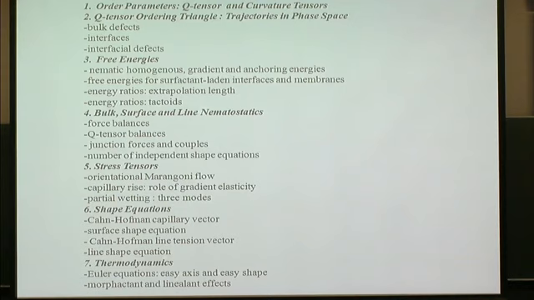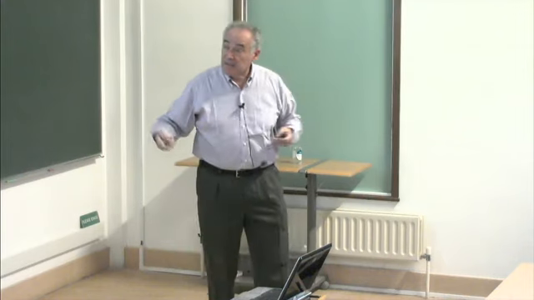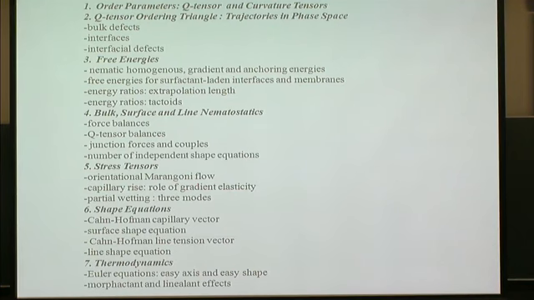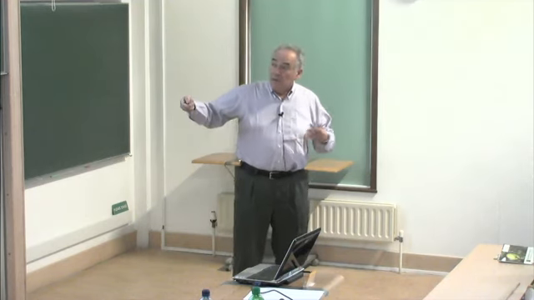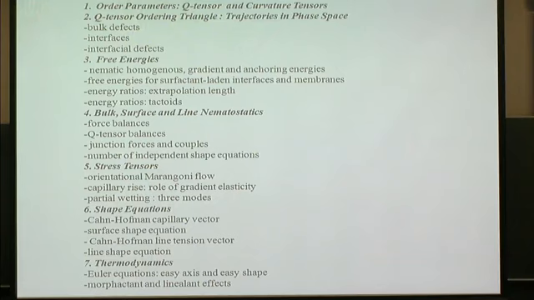So we talked about order parameters. The order parameter is the Q tensor. We talked about the associated free energies. We talked about the equations we can use for the bulk, the surface, and line, called nematostatics. Discuss a little bit the stress tensor. I always try to give some physical examples of application of these stress tensors or manifestation of these stress tensors. Finally, talk about the shape equations.